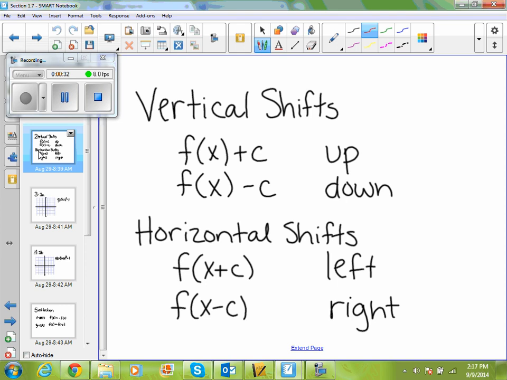For horizontal shifts, if it's inside the parentheses, f of x plus c, that means you're moving it to the left. You're moving it in a negative direction. You do the opposite of what's in your parentheses. And then f of x minus c would move it to the right. It would move it in your positive direction.